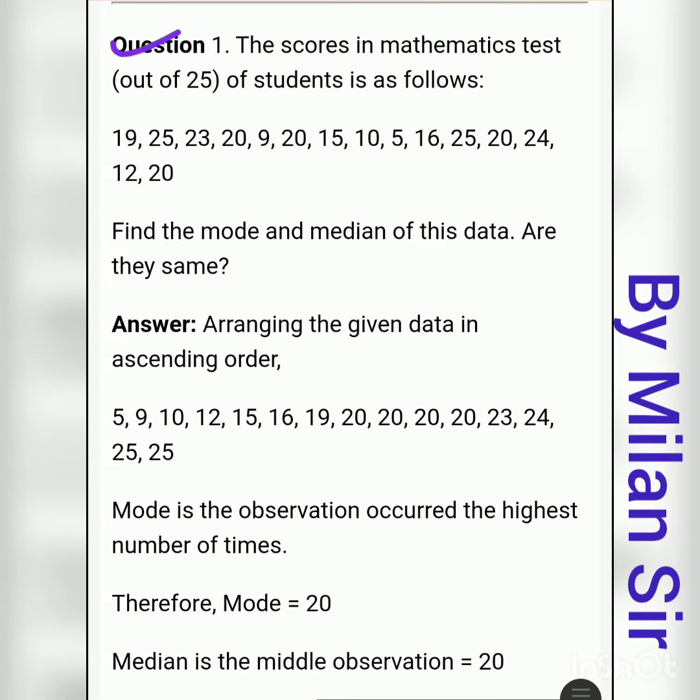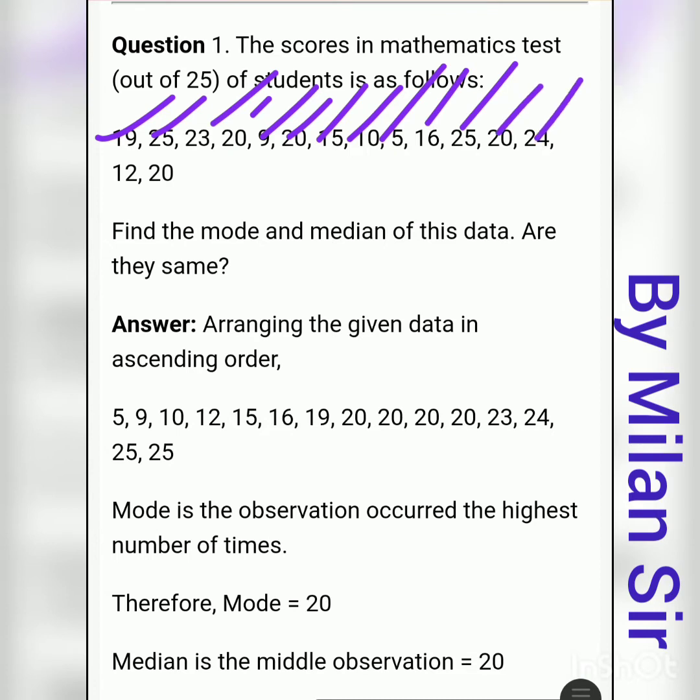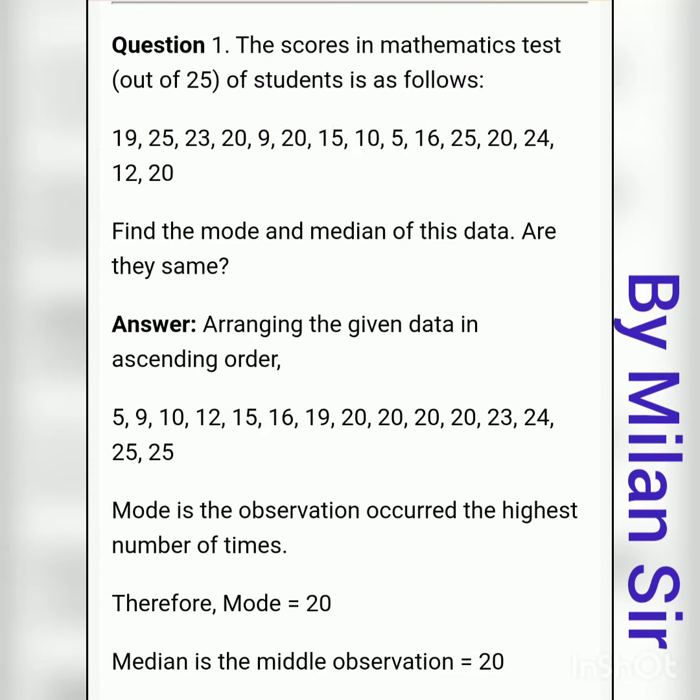Question number 1: the scores in a mathematics test out of 25 of students are as follows. The scores given are 19, 25, 23, 20, 9, 20, 15, 10, 5, 16, 25, 20, 24, 12 and 20. Find the mode and median of this data. Are they same? So here we need to find the median and mode.